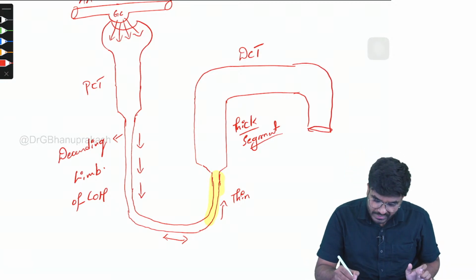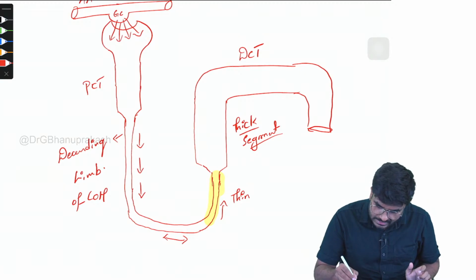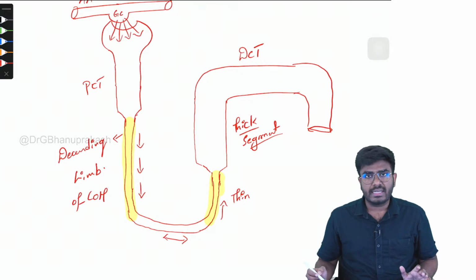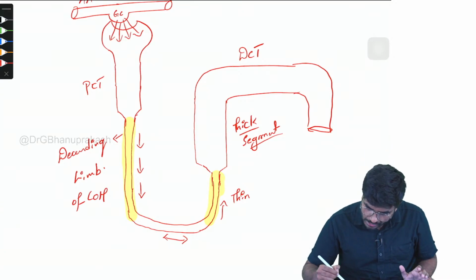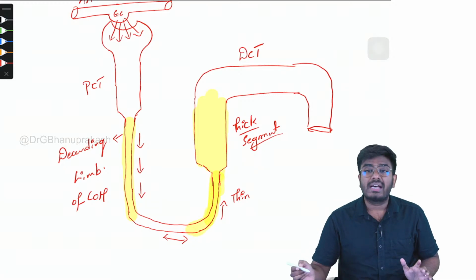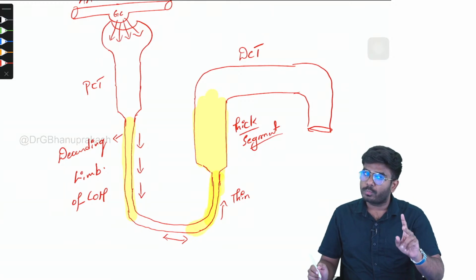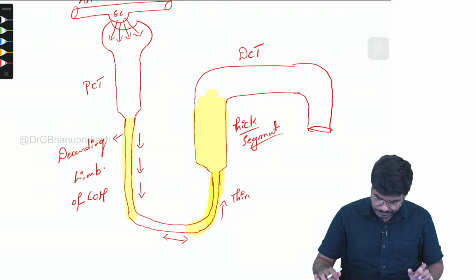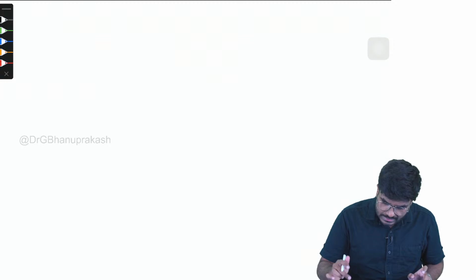Today in this class, our main concern is the descending limb of loop of Henle. First we have to discuss the descending limb, and later we will discuss the ascending limb of loop of Henle. As I said, the ascending limb has two parts, the thin ascending limb as well as the thick ascending limb. Now let's start our topic, guys.